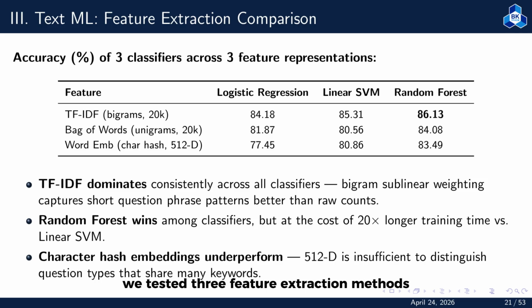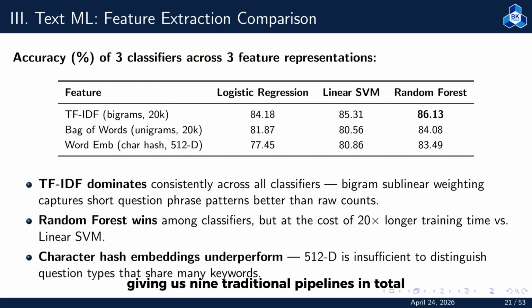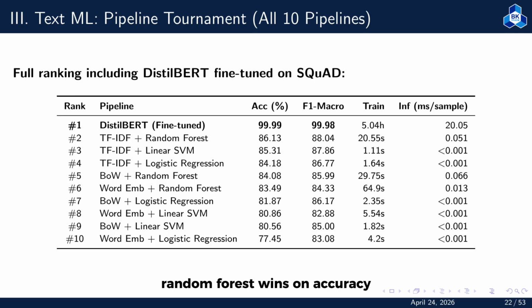We tested 3 feature extraction methods combined with 3 classifiers, giving us 9 traditional pipelines in total. TF IDF consistently outperformed bag of words and character hash embeddings across all 3 classifiers. The best traditional accuracy was 86.52% with TF IDF combined with random forest. Character hash embeddings performed worse. The 5-dimensional representation is simply not rich enough to distinguish question types that share vocabulary. Among classifiers, random forest wins on accuracy but takes 20 times longer to train than linear SVM for only a marginal gain. This trade-off will become important when we discuss deployment.